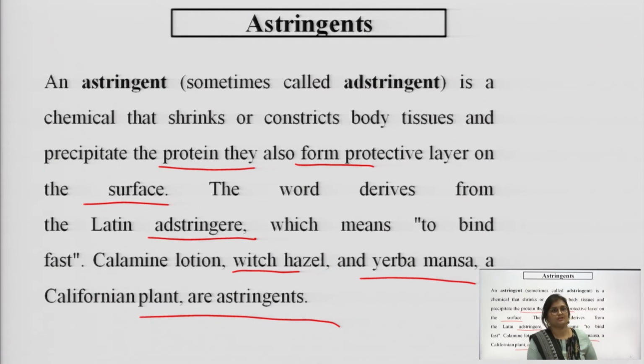So what are astringents? They are chemicals that shrink or constrict body tissues. They precipitate proteins; they are responsible for protein precipitation. They are responsible for shrinking of body tissues, and they form a protective layer on the surface.